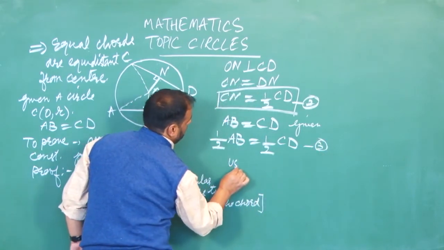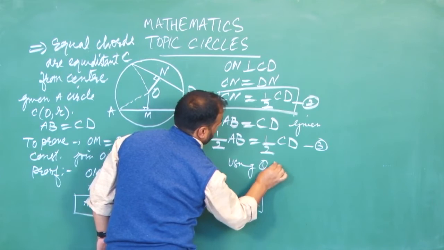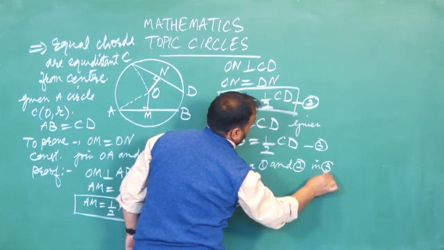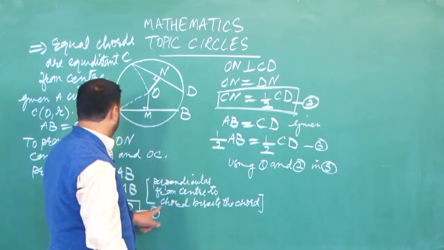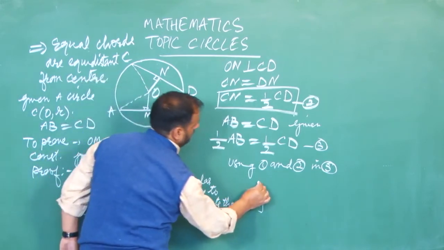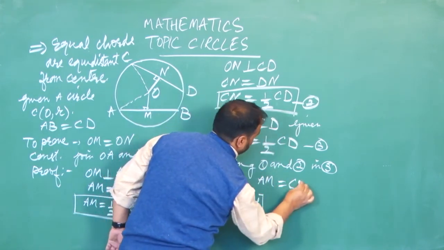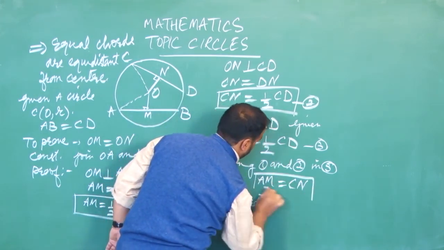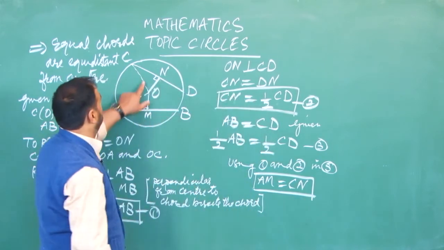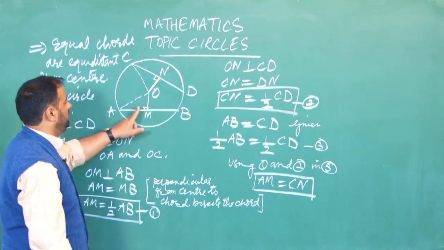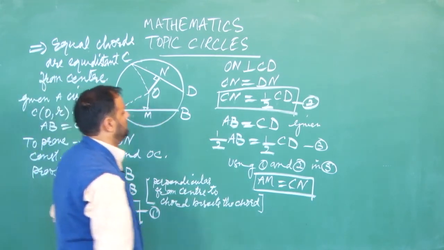So using first, second and third, we have half of AB is AM and half of CD is CN. So we got AM is equal to CN, and now proceed with both these triangles. Now we can take triangle OMA and triangle ONC.